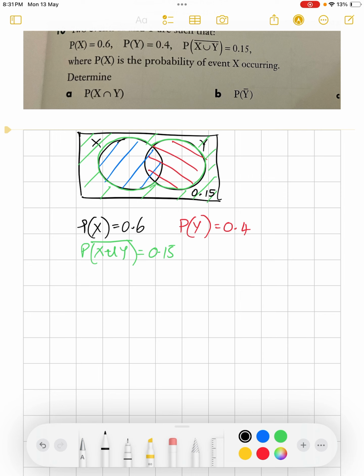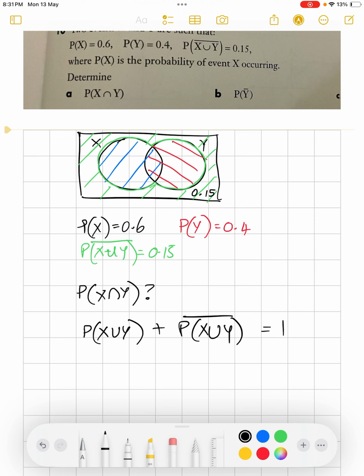We can't fill 0.6 and 0.4 because they're two sections. Blue overlaps and red overlaps. We want to know what is the probability of X intersect Y. Well, see that green part is 0.15. The probability of X union Y and the probability of the complement of X union Y equals 1.